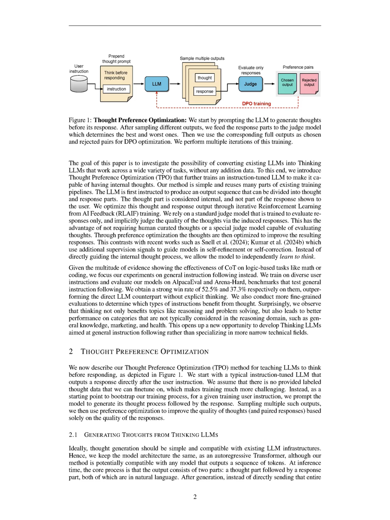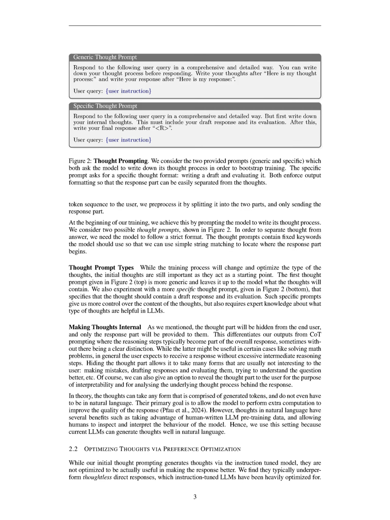The thought preference optimization (TPO) method begins with a typical instruction-tuned LLM that is prompted to generate its thought process, followed by a response to a user instruction. Initially, the model is prompted using either a generic or specific thought prompt, which helps in separating the thought from the answer by using fixed keywords for easy identification.